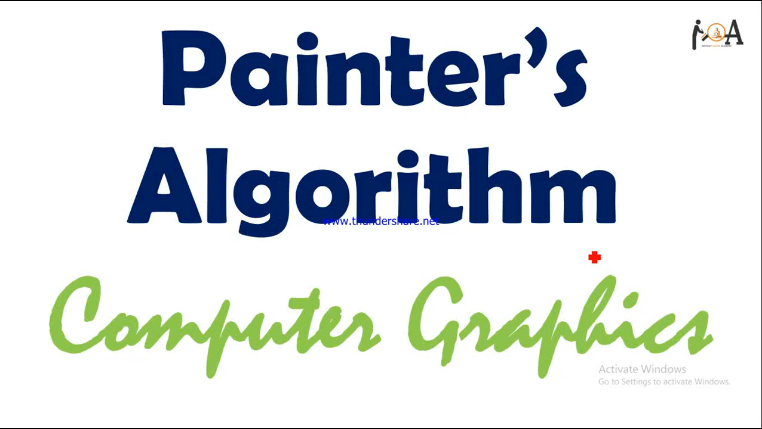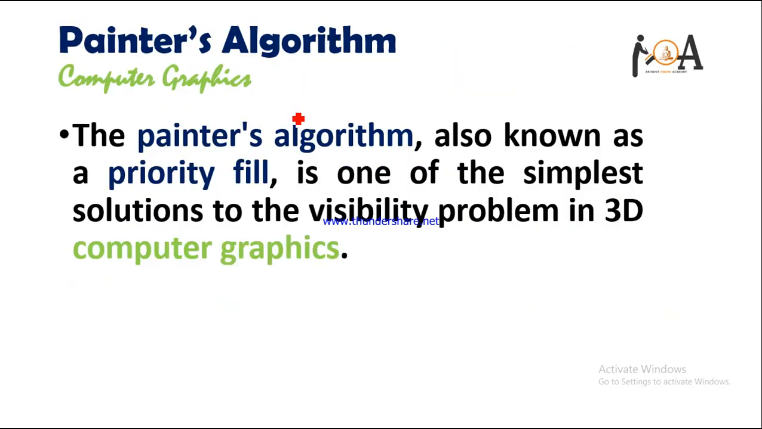In this video, we will learn about Painter's algorithm. We will see all the concepts of Painter's algorithm, why it is used, where it has drawbacks, and what the purpose of Painter's algorithm is. So let's discuss. Basically, the Painter's algorithm is also known as priority fill. It is one of the simplest solutions to the visibility problem in 3D computer graphics. When we talk about three-dimensional computer graphics, there may be some visibility problems, right?